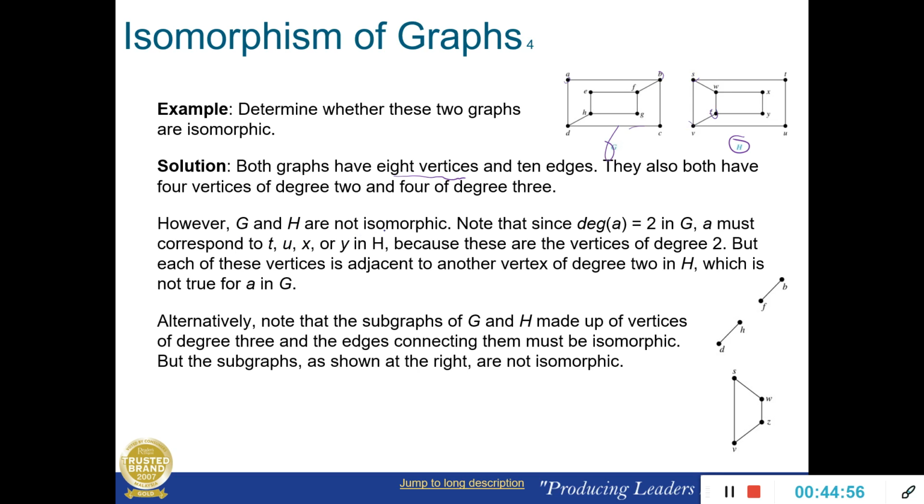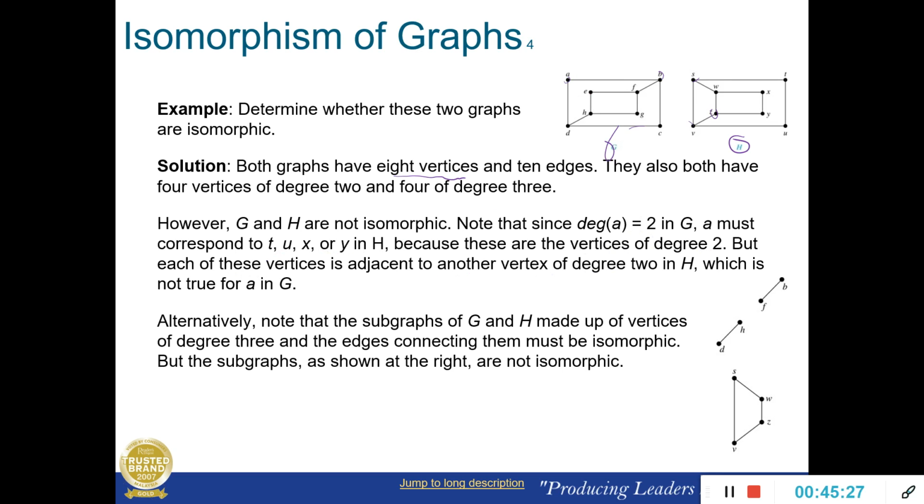However, G and H are not isomorphic. Note that since A has degree 2 in G, it must correspond to T, U, X, or Y in H, because these are the vertices of degree 2. But each of these vertices is adjacent to another vertex of degree 2 in H, which is not true in G. So you can see here A is degree 2, but corresponds to T, U, X, or Y in H, because these are vertices of degree 2. But each of these vertices is adjacent to another vertex of degree 2.